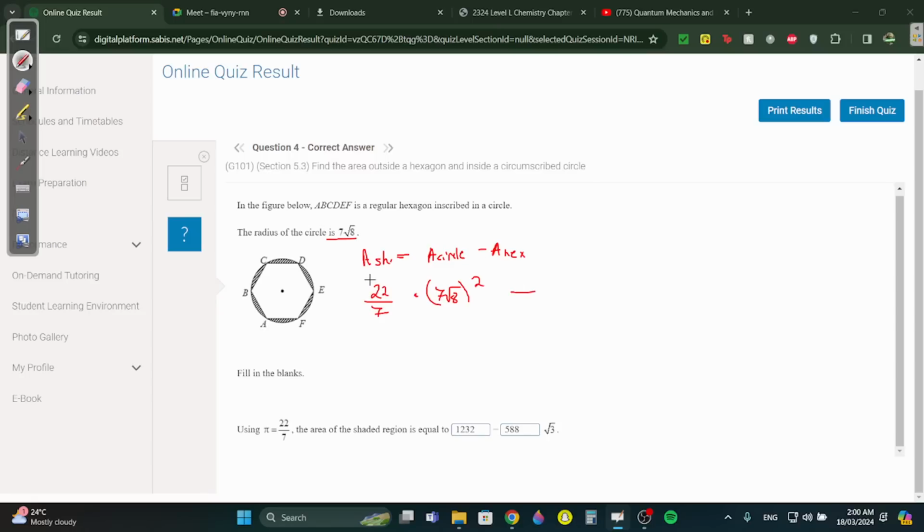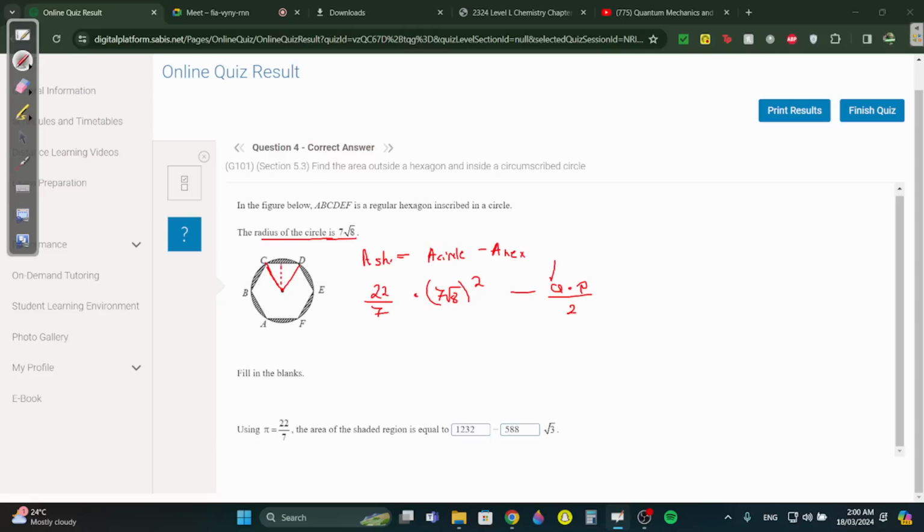Minus the area of the hexagon. The area of the hexagon is the apothem times the perimeter over 2. They gave you the radius of the circle, 7 radical 8. The radius of the circle is this, yeah? Or this. Is this the apothem? No. This is what the apothem is. So what they gave us is the radius. So technically they gave us a side, because the radius of the circle in a hexagon is actually the side.